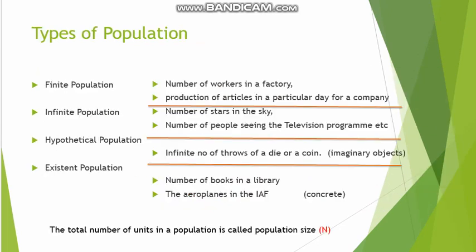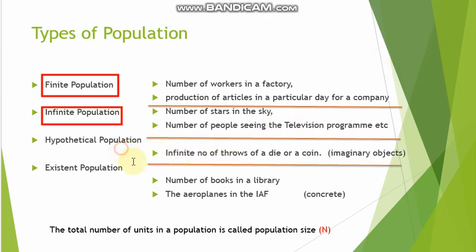So what are the types of population? There are four types of population. One is a finite population, the second one is an infinite population, the third one is a hypothetical population, and the fourth one is an existent population.